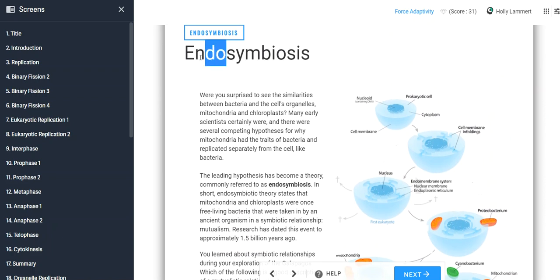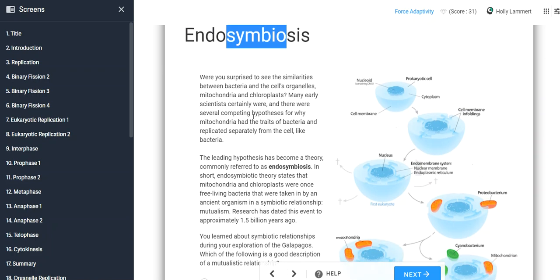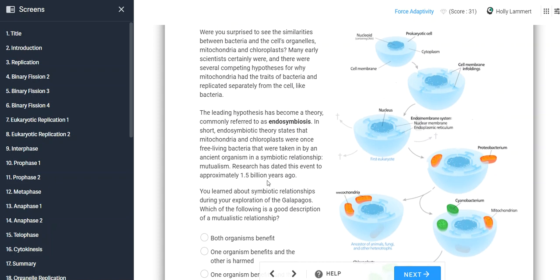Endosymbiosis. If we break down this word, endo meaning in, symbio meaning together, symbiosis is living together, living in. Were you surprised by the similarities between bacteria and the cells' organelles, mitochondria, and the chloroplasts? Many early scientists certainly were, and there were several competing hypotheses for why mitochondria had the traits of bacteria and replicated separately from the cell, like bacteria. The leading hypothesis has become a theory commonly referred to as endosymbiosis.